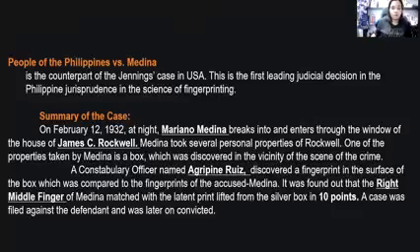Medina took several personal properties of Rockwell. One of the properties taken by Medina was a box, which was discovered in the vicinity of the scene of the crime. A constabulary officer named Agripino Ruiz discovered a fingerprint on the surface of the box, which was compared to the fingerprints of the accused, Mariano Medina. It was found that the right middle finger of Medina matched the latent print lifted from the silver box in 10 points. A case was filed against the defendant, who was later convicted.